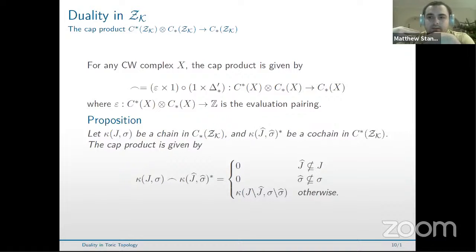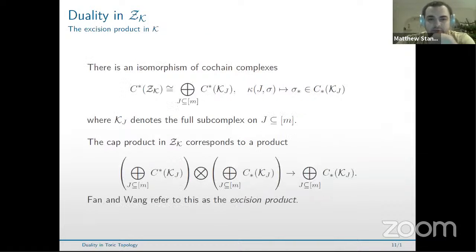Now, in fact, using this expression of the cap product in ZK, we can obtain a different or slightly unusual product for the simplicial complex K. We have an isomorphism of cochain complexes. The cochains of ZK are isomorphic to this direct sum over all subsets J of the vertex set of the simplicial complex K of the cochains of these full subcomplexes K sub J. And the isomorphism is given by the following.